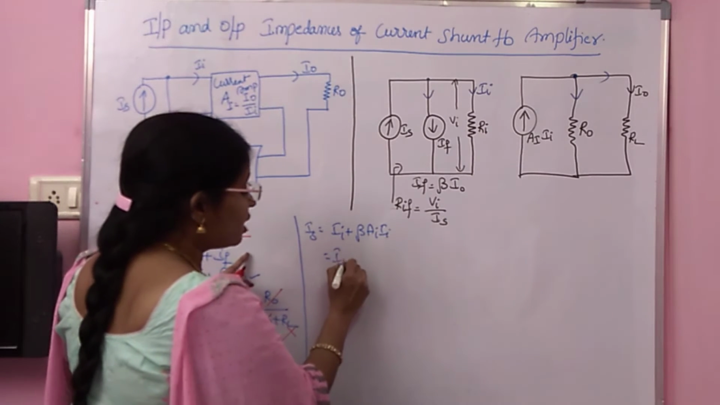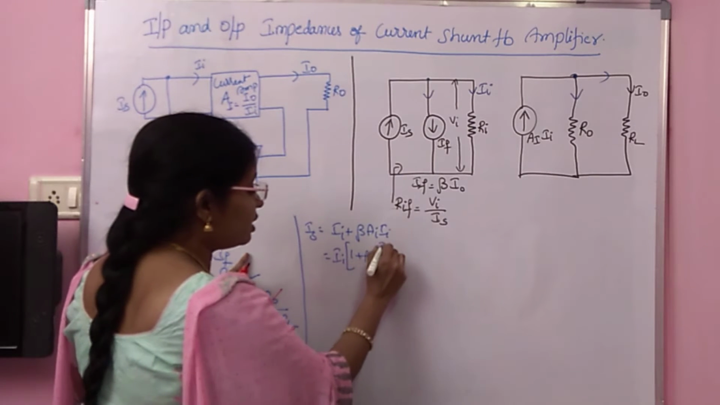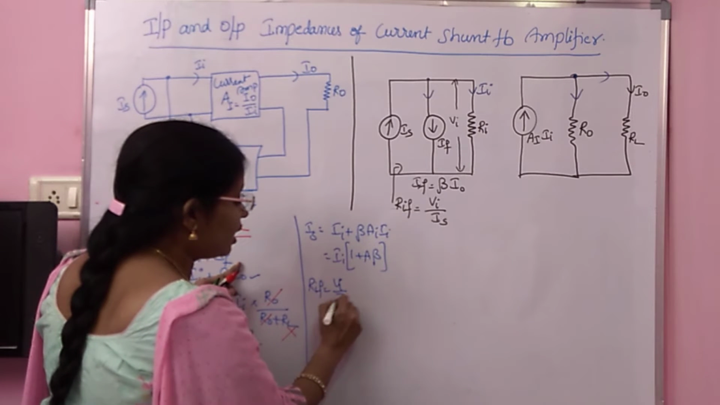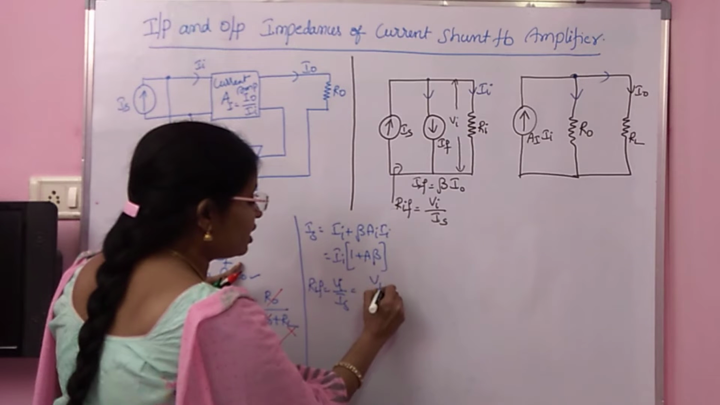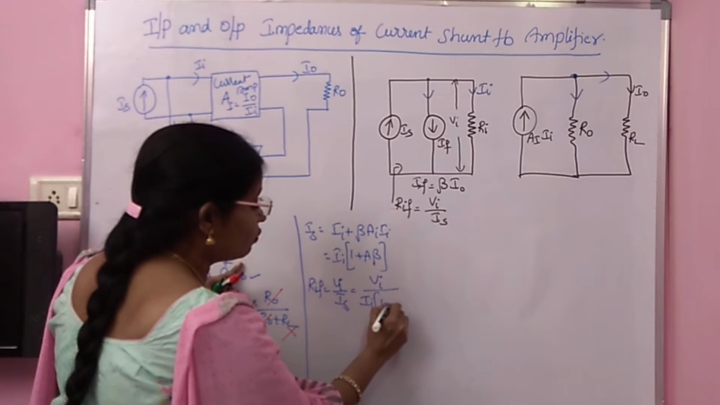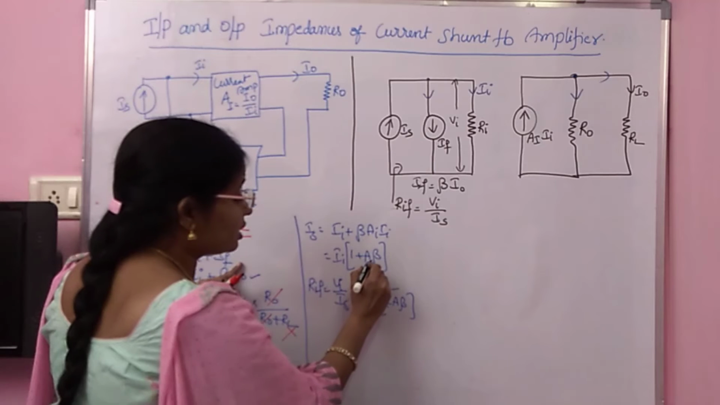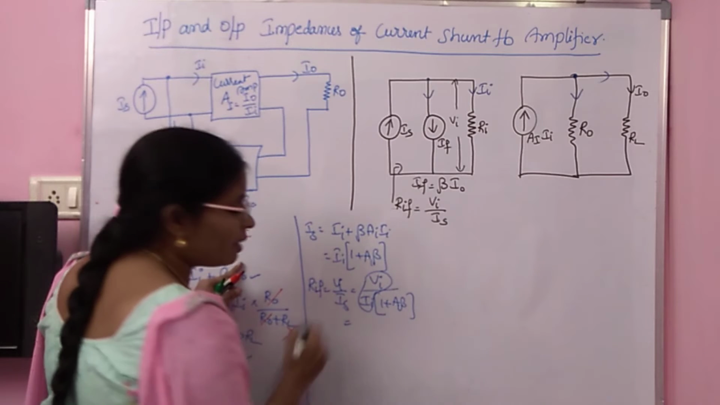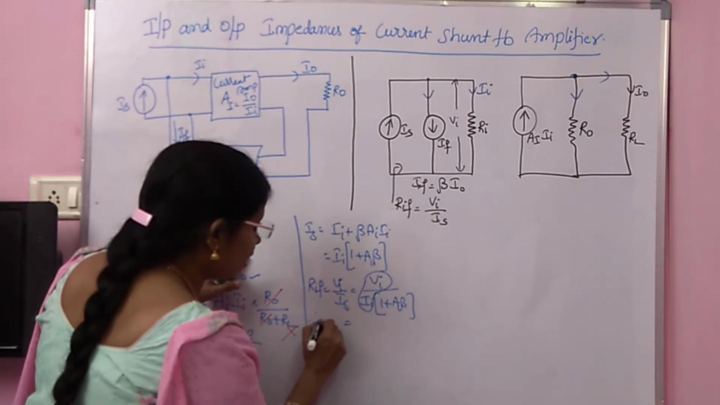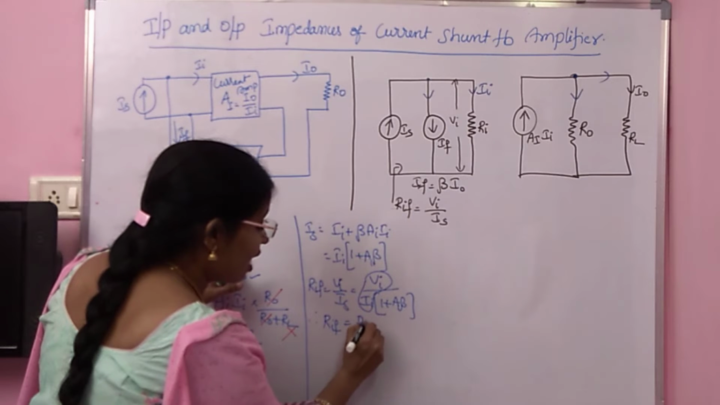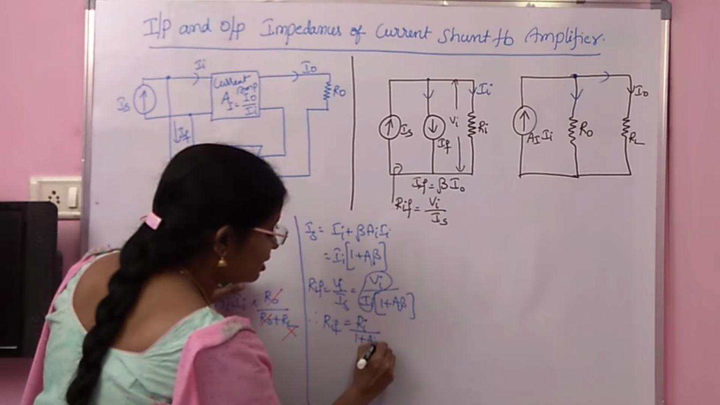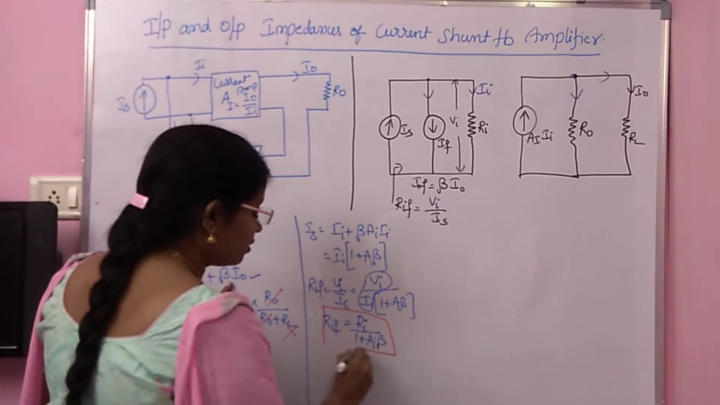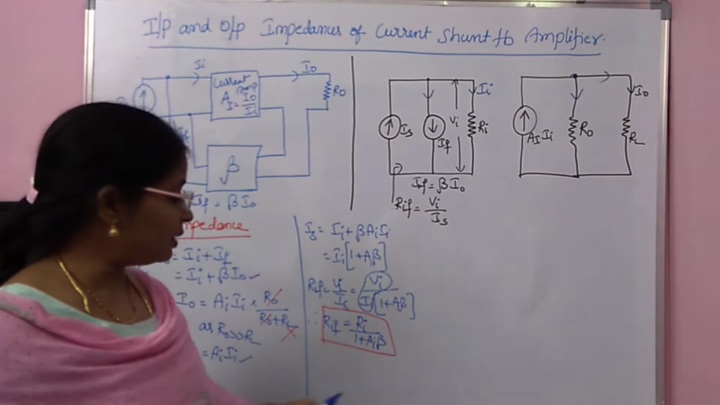Okay, so it is II of 1 plus A beta. Now what is RIF? RIF is VI by IS. Yes, VI by II of 1 plus A beta. What is this actually? Not A, AI. Then what is VI by II? VI by II is nothing but your RI. Therefore, RIF is RI by 1 plus AI beta. So, this is your RIF, RI by 1 plus AI beta.